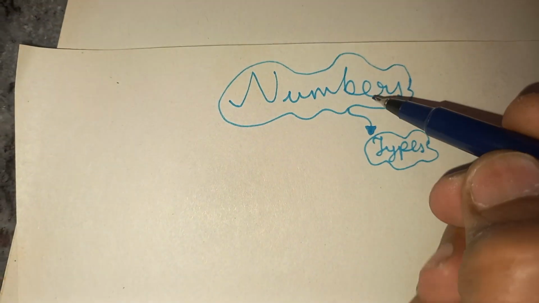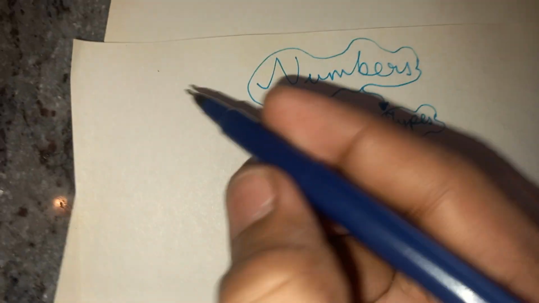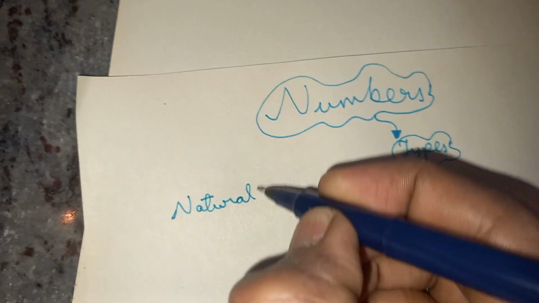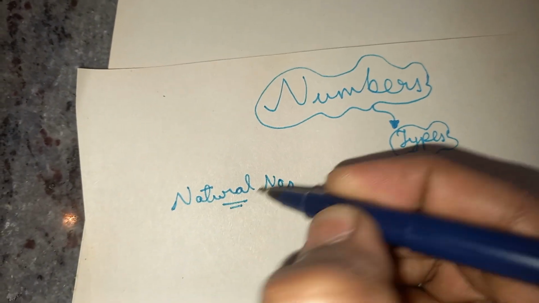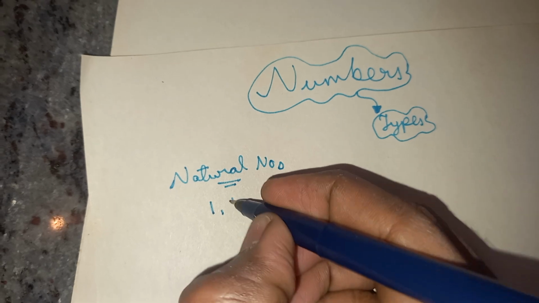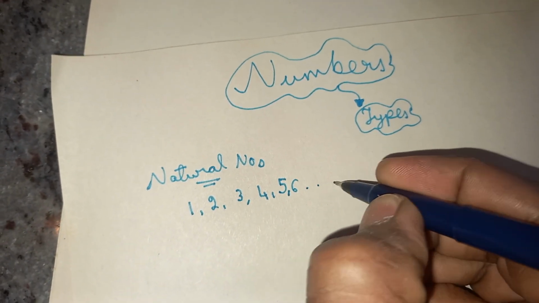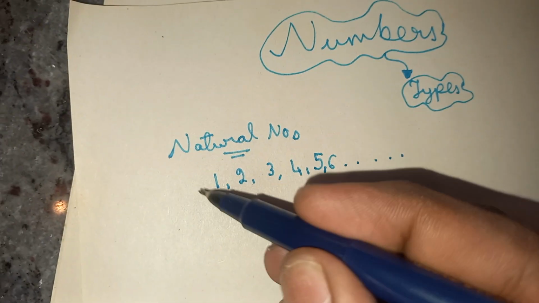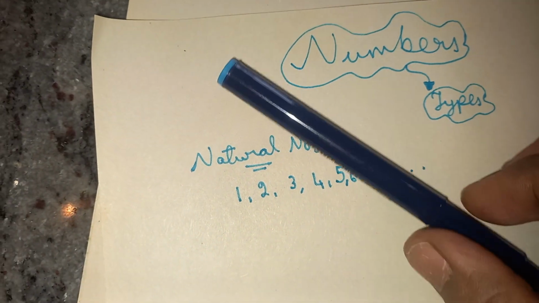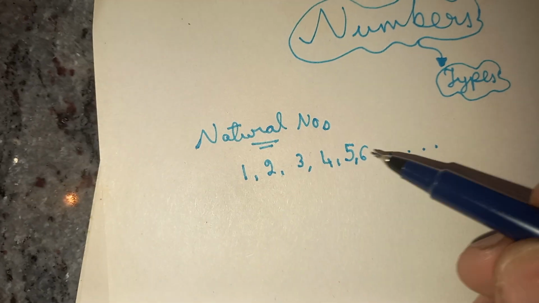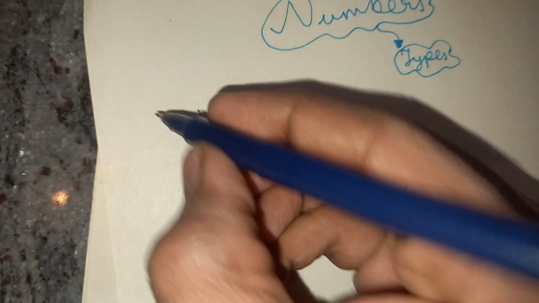Now I'm going to tell you about different types of numbers. First, the numbers begin with natural numbers. What are natural numbers? You start to count from 1: 1, 2, 3, 4, 5, 6, like this. You keep on continuing. You never start with 0. If there are pens, you start with 1, 2, 3, 4, 5, 6, like that. The counting numbers are known as natural numbers.